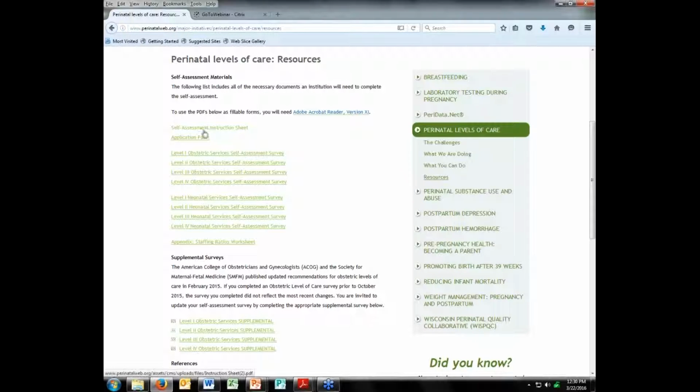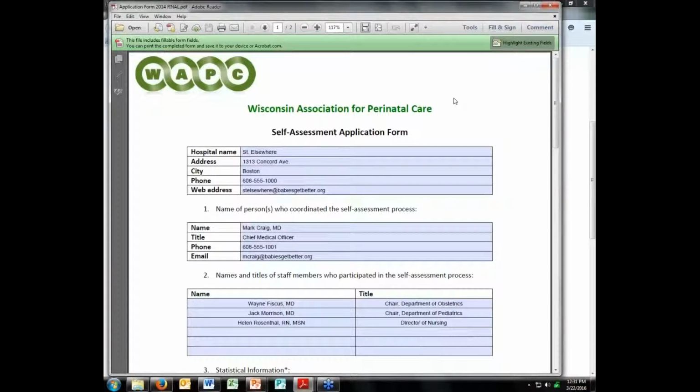The first thing we're going to look at is the application form. And then as you go through this, you have a choice of choosing an obstetric services self-assessment survey and a neonatal services self-assessment survey. This appendix here, the staffing ratios, is now optional. We recommend it, but what it does is give you a chance to take a look at how many nurses, what kind of staffing you do for different kinds of patients: pregnant women in labor, postpartum women, the mom-baby dyad, sick babies, etc. But anyway, I've got a copy of an application form right here.